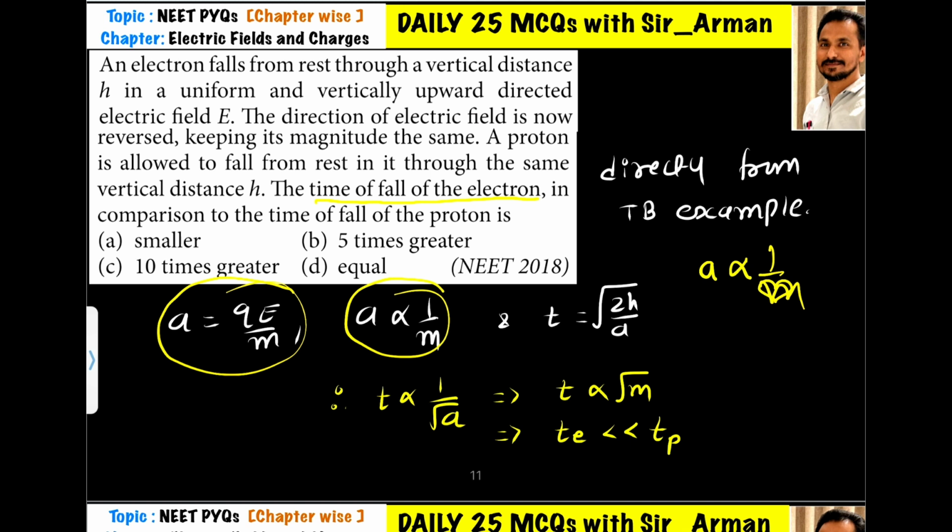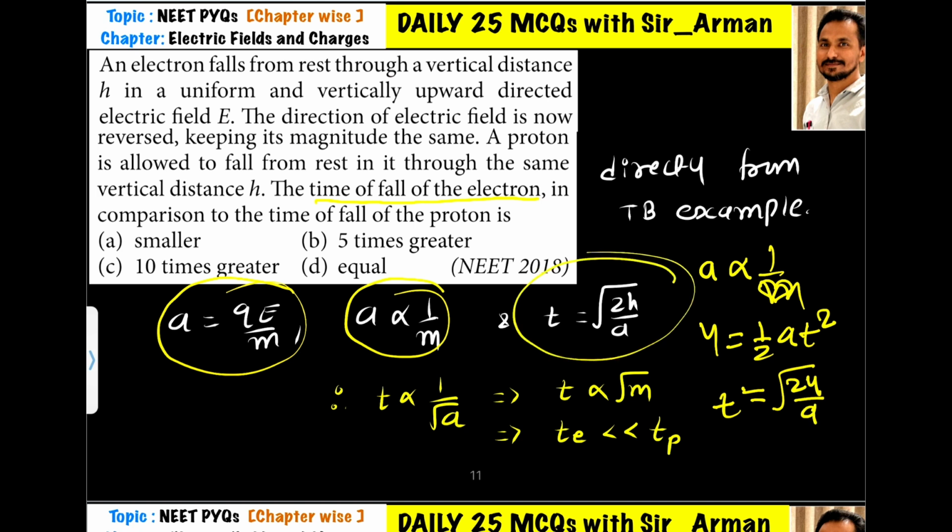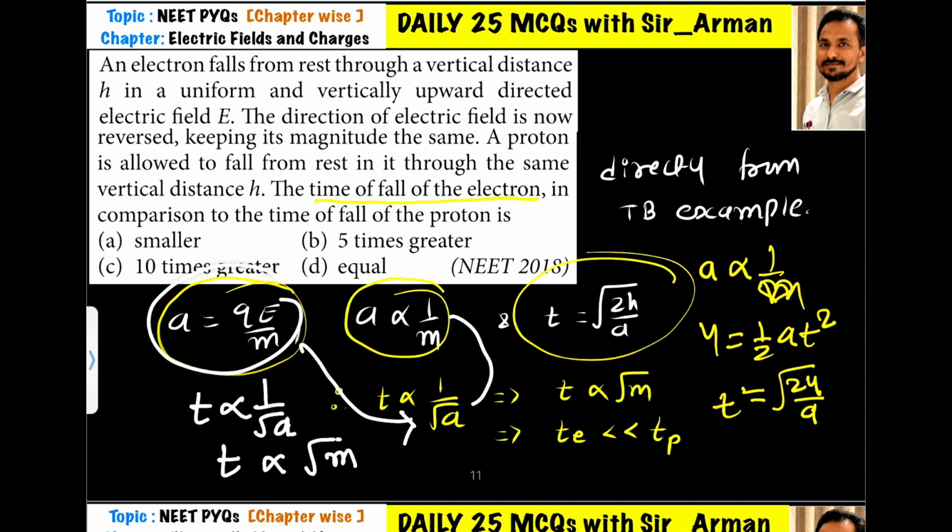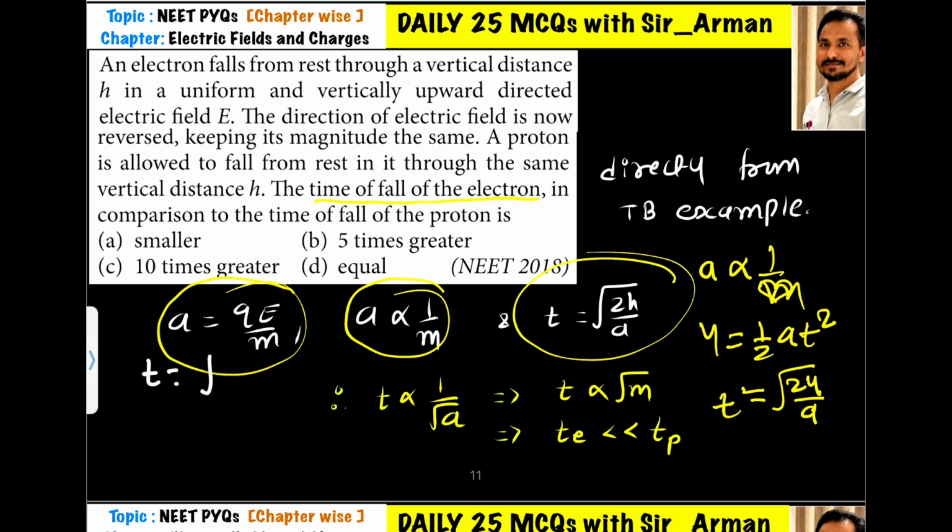Now for uniformly accelerated motion, we know that y is equal to half a t squared. So if you make t the subject, then t is equal to under root 2y by a. So here, t is equal to under root 2h by a. From here we can say that the time of fall t is proportional to 1 upon under root a, and a is proportional to 1 upon m, meaning t is proportional to under root m. You can put this value here directly. If you put the value of acceleration here, then you will get this expression directly, because t is equal to under root 2h by a, just put the value of a, which is qE by m.